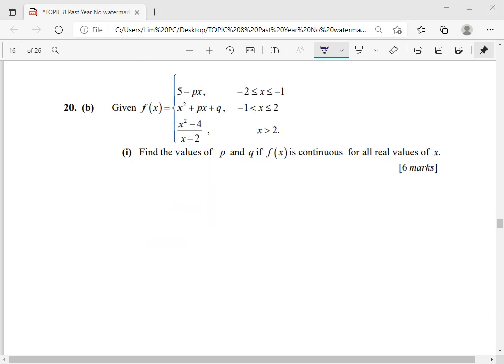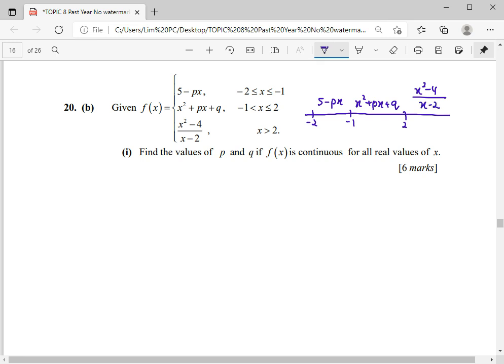For question B, they give us a piecewise function. They ask us to find the values p and q, the missing values in the function, where this function is continuous for all values of x. So we draw out our intervals first. From negative 2 until negative 1, our function is 5 minus px. From 1 until 2, our quadratic function is x squared plus px plus q. Then when x is greater than 2, it is a rational function, x squared minus 4 over x minus 2.